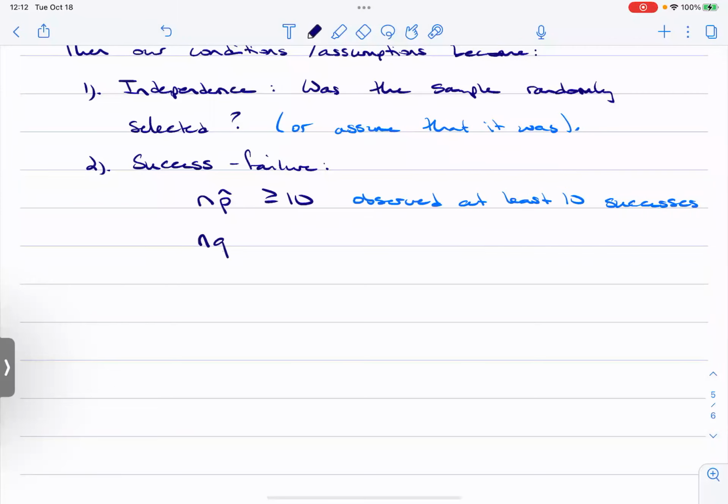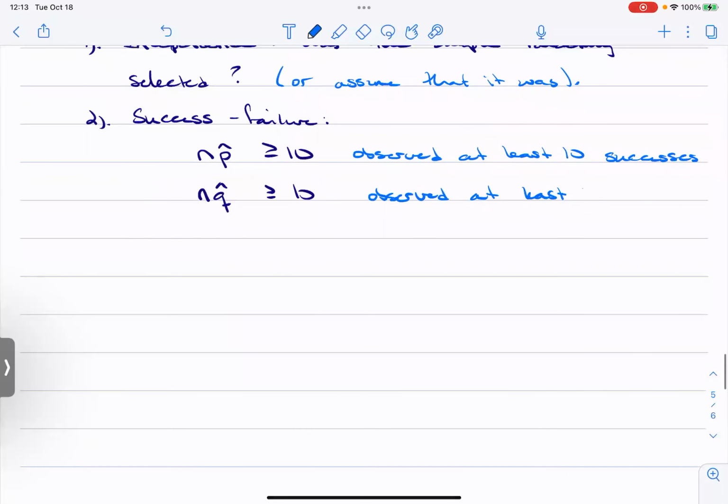And on the flip side of that, nq hat has to be greater than or equal to 10, which means I need to have observed at least 10 failures. So you didn't memorize it for naught, right? Now we apply it in a different scenario, but it is the same.